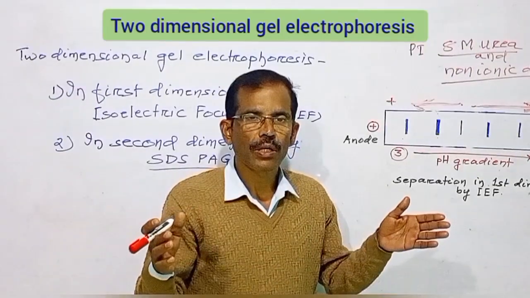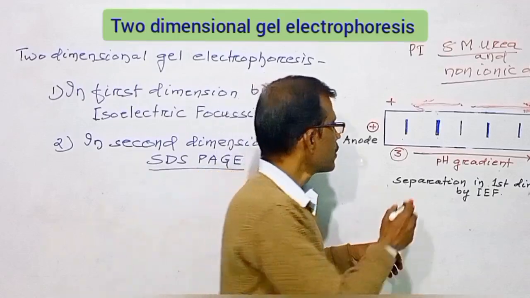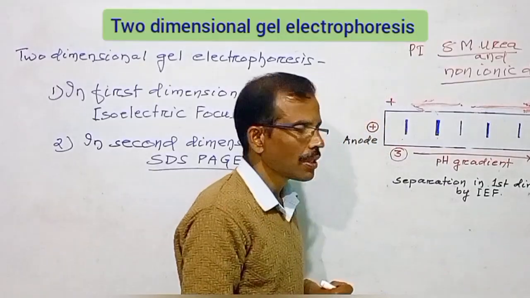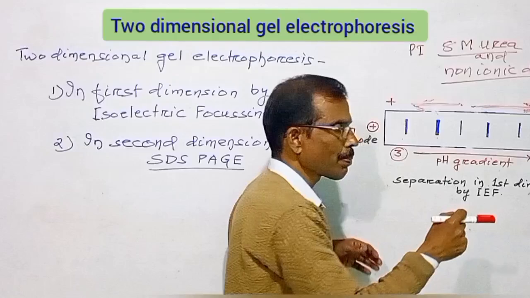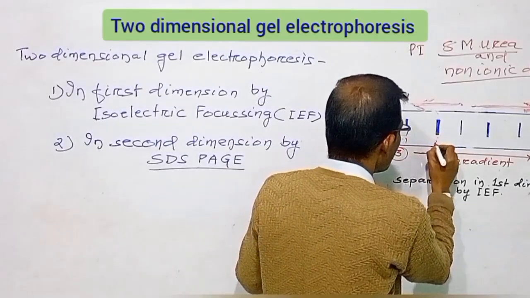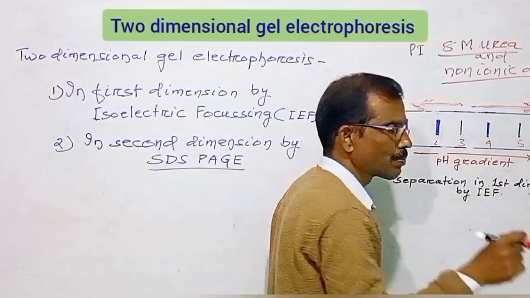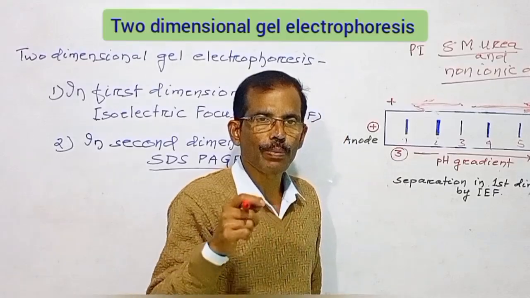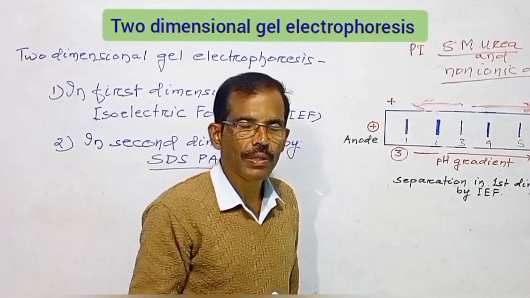This migration of different proteins continues until they reach their respective isoelectric point, at which they become immobile and get focused into sharp and distinct bands. In this example, we have 6 protein bands and each band has its specific isoelectric point. So by this technique, different proteins are separated according to their isoelectric point.